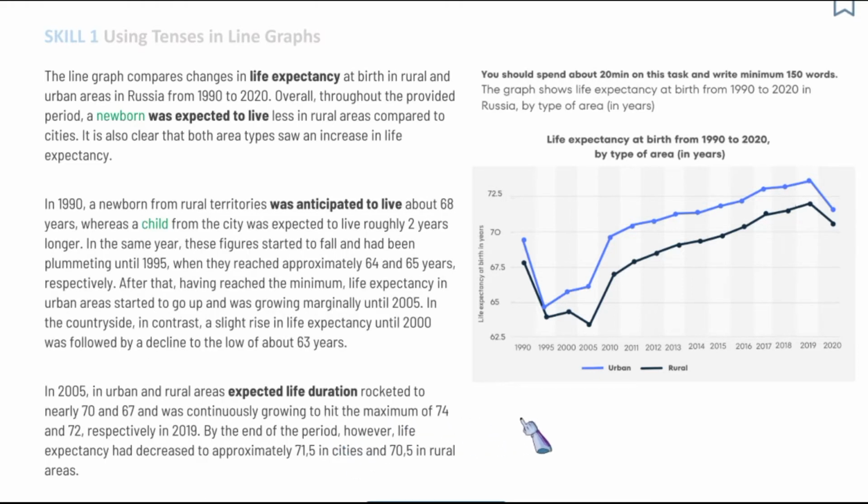And now on the screen you can see different synonyms of the phrase life expectancy, which I have used in the report. So: life expectancy, a newborn was expected to live, was anticipated to live, expected life duration. Again, if you use synonyms, it is better for the lexical resource and for the lexical variety and for the overall score.